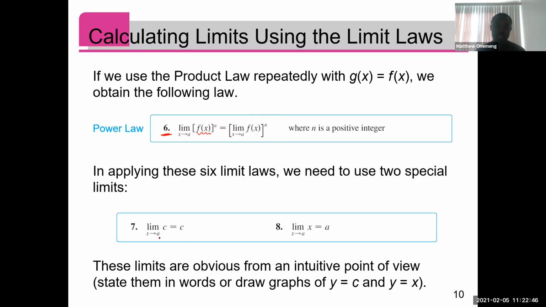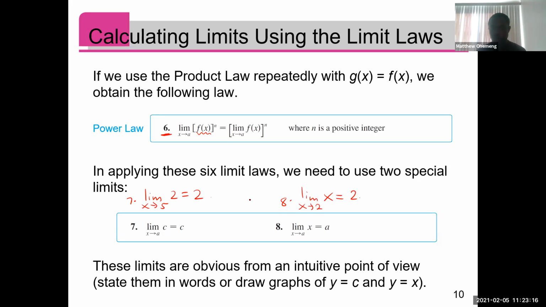Now, the next law says the limit of a constant is the same constant. So for 7, an example would be the limit as x approaches 5 of 2. It will just be 2. You see, the limit of a constant is a constant. Now 8, the limit of x as x approaches a is just a. So the limit of x as x approaches 2 is just going to be 2.